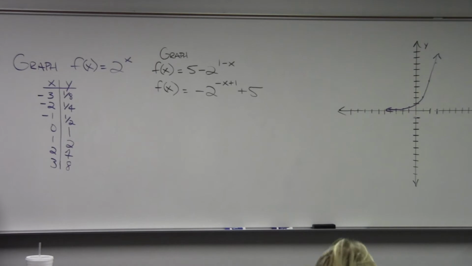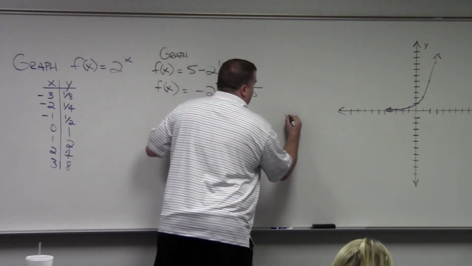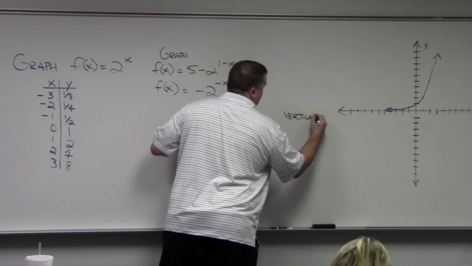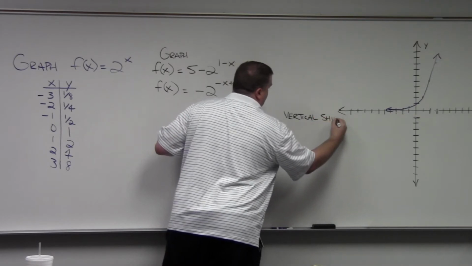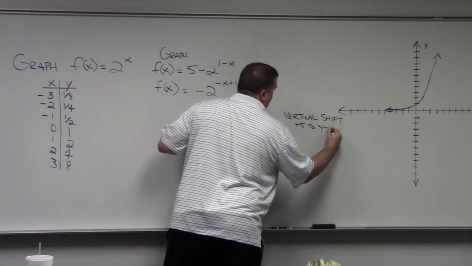What kind of transformations and shifts do we have going on? Okay, I agree. The vertical shift is the last thing we need to do. So I'll put that down here. So we're going to add 5 to our y values.